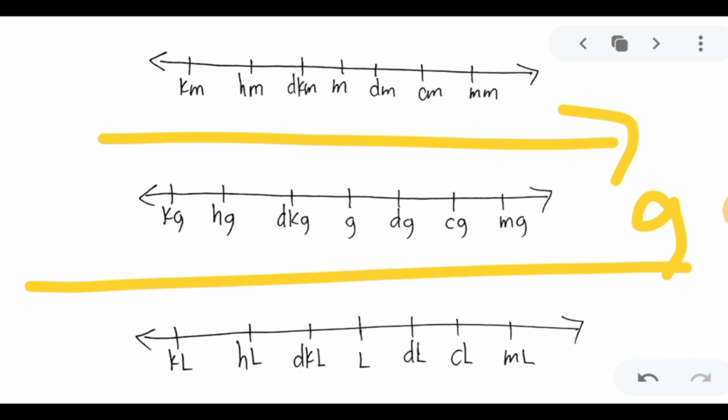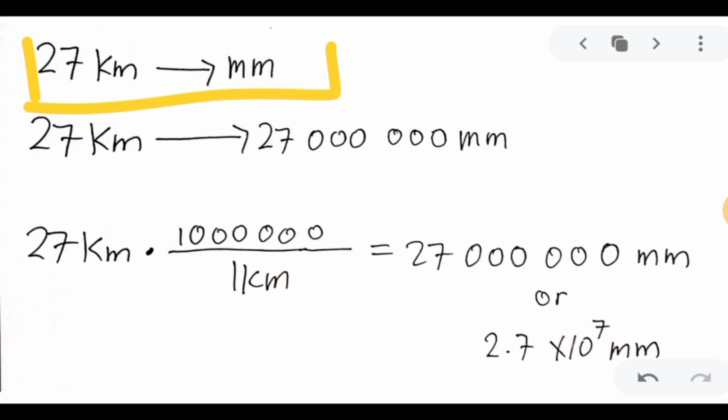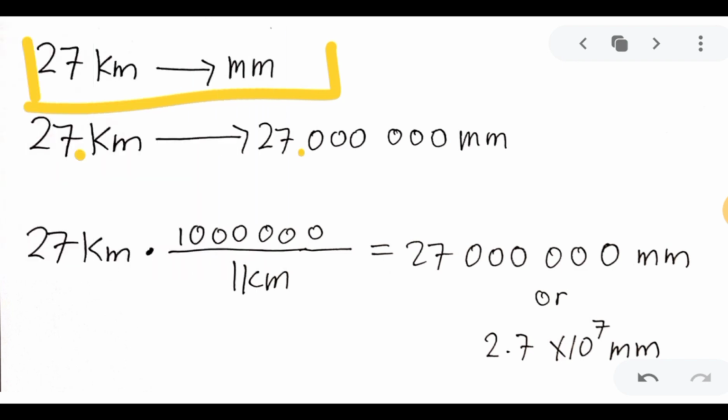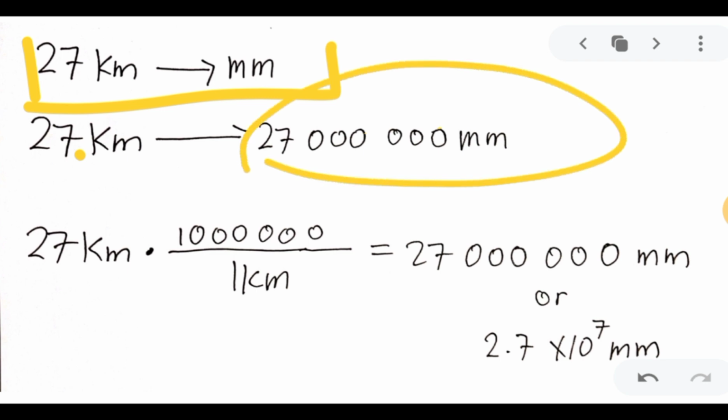So, let us say kilometer to meter. That is 1, 2, 3, 4, 5, 6. Meaning to say, you will move 6 decimal places. And while the decimal places are moving, you leave 0s. So, there will be 6 zeros. Just like this one. So, from 27 km, okay, let me get the pen. So, that is 1, 2, 3, 4, 5, 6. It will leave 6 zeros. So, the answer here is 27 million millimeter.